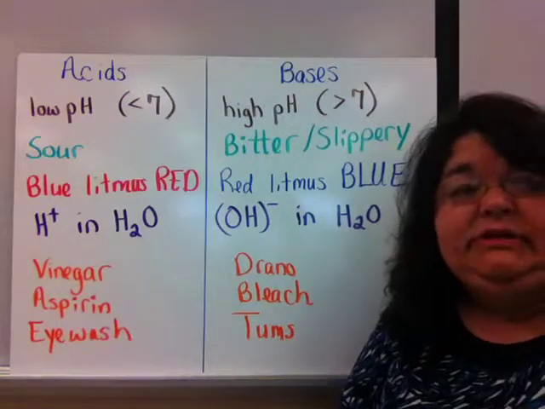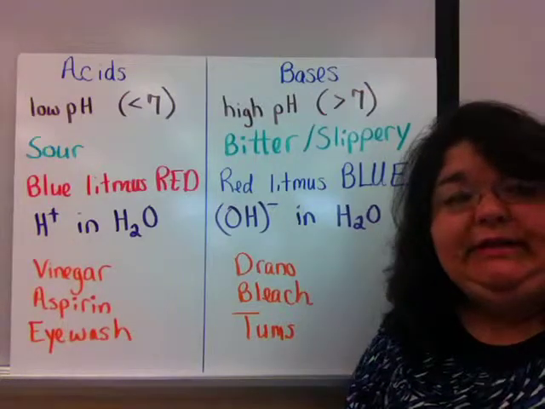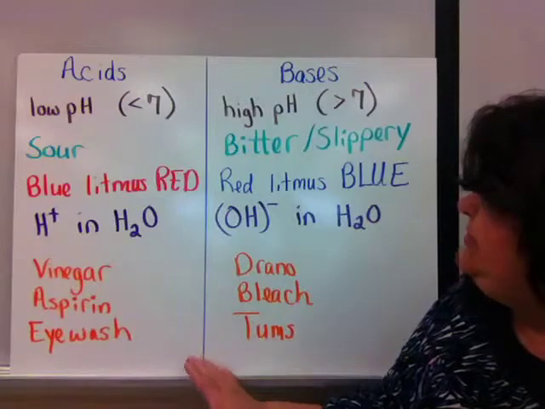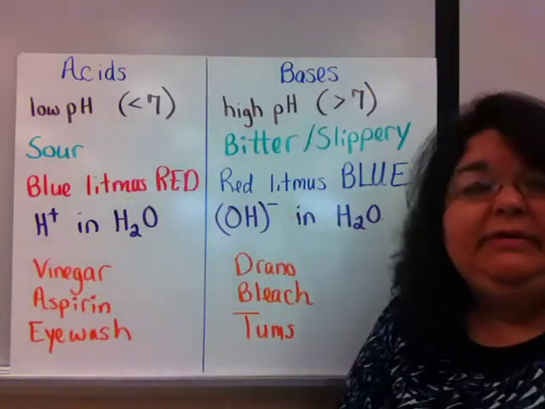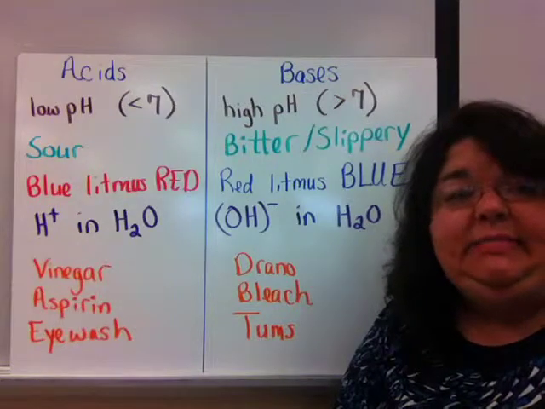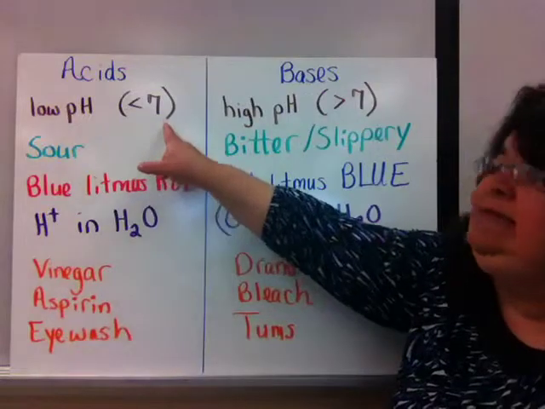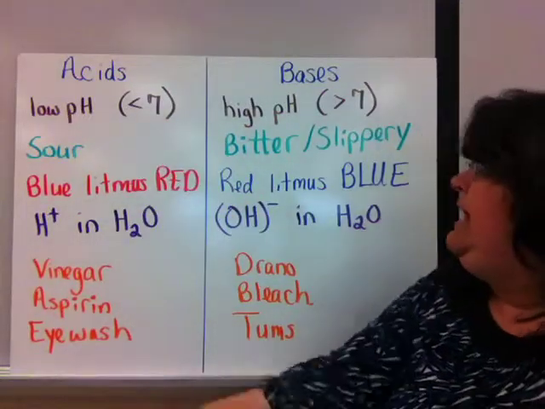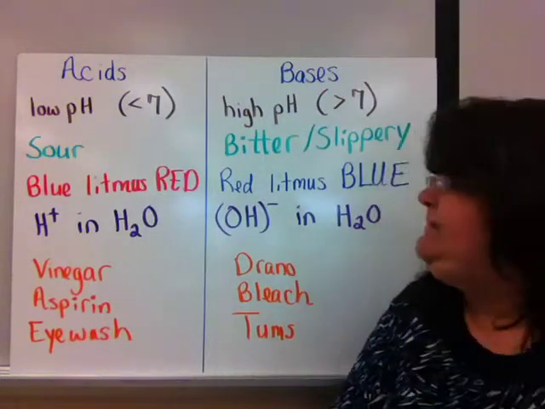Acids and bases are two special types of solutions that we need to consider. I have a chart here to compare the two to each other. The first thing that we will use to compare an acid to a base is the pH level. A low pH, less than 7 on the pH scale, will mean that we have an acid. A high pH, greater than 7, means that we have a base.